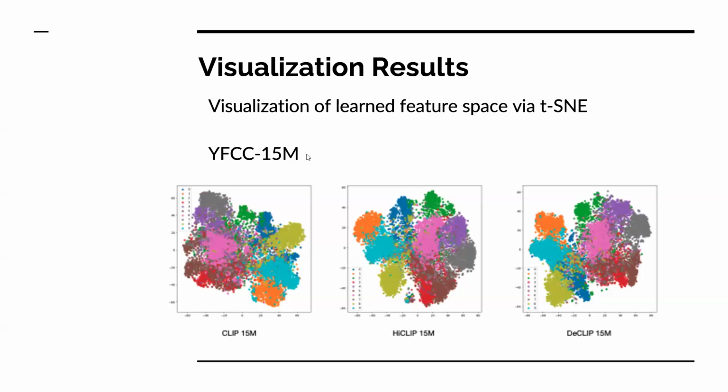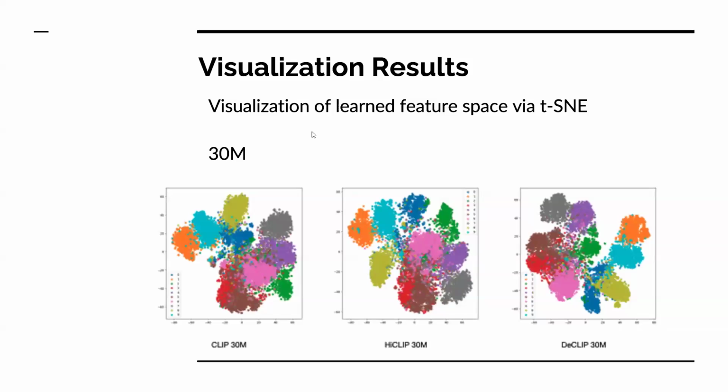And this is only done on training on a 15 million data set. Now, if we increase the size of the data set, the clusters become much more defined, regardless of whatever method you use, CLIP, HiCLIP, or DCLIP. So what this implies is that the scale of your data might determine how well your model performs.